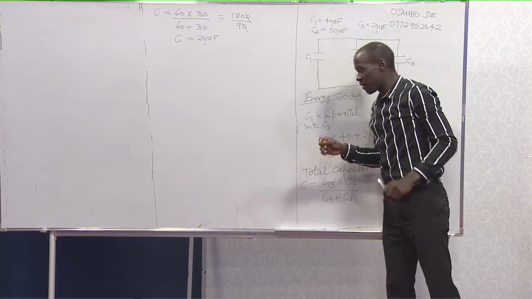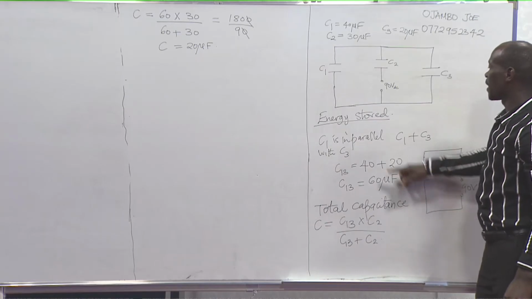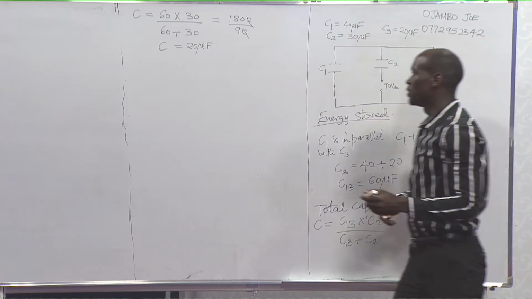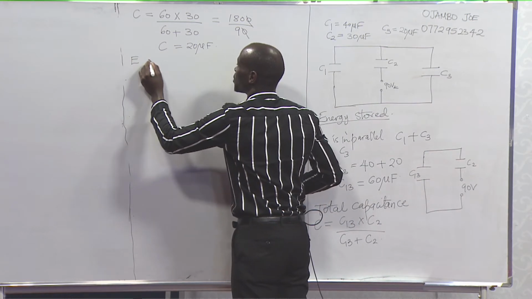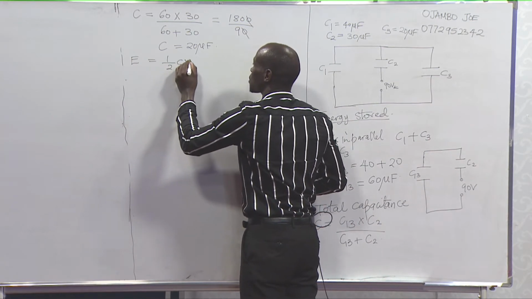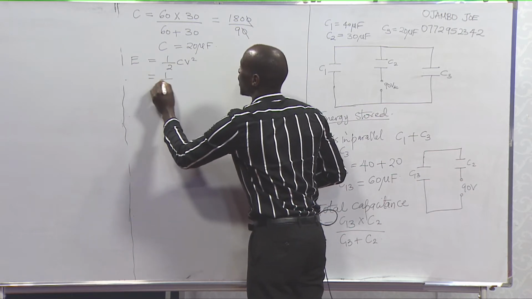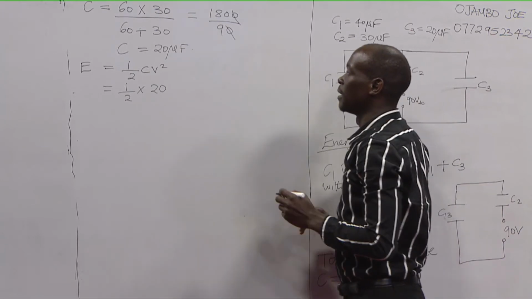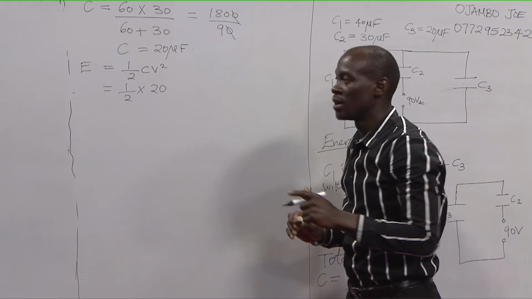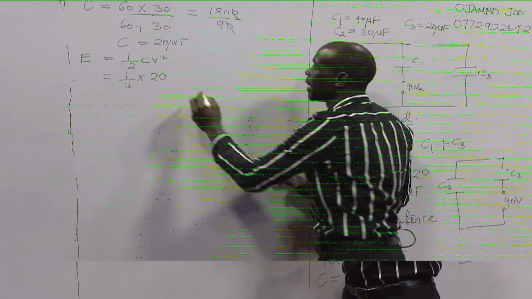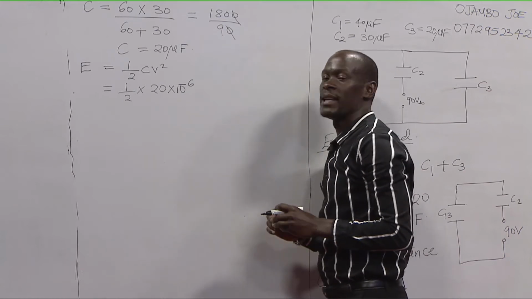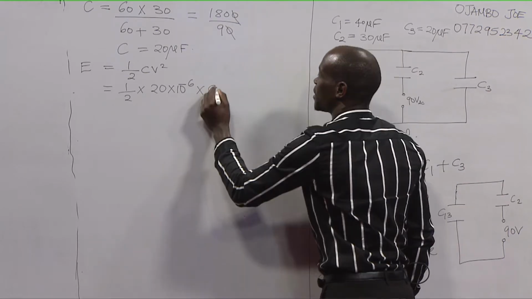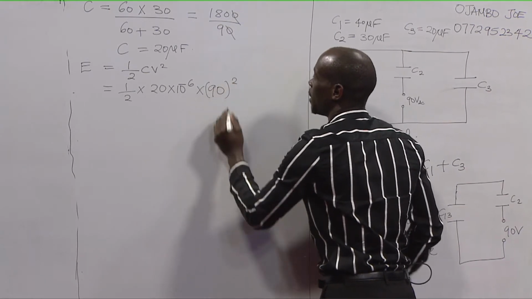Now, having got 20 microfarads, my dear students, we can go ahead. Now we have the total capacitance and the total PD. So using our expression of energy stored equal to a half CV squared, we shall have a half times 20 microfarads. So we change it to farads, that's why I'm multiplying here by 10 power negative 6, times our PD, which is 90 volts, 90 squared.